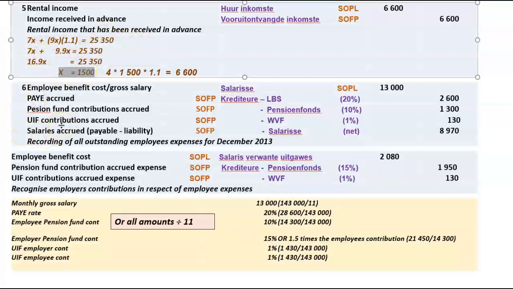Remember that what we've received in advance is not 1,500 but 1,500 multiplied by 1.1 because we received the increase of 10% already. We have also received 4 months, January, February, March and April's rent in advance. So in total we have received 6,600 Rand in advance.